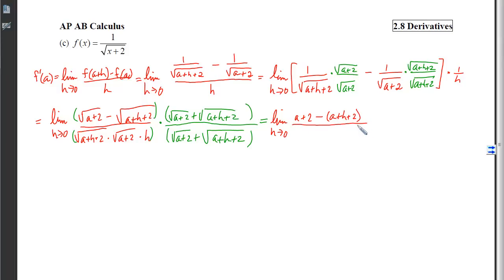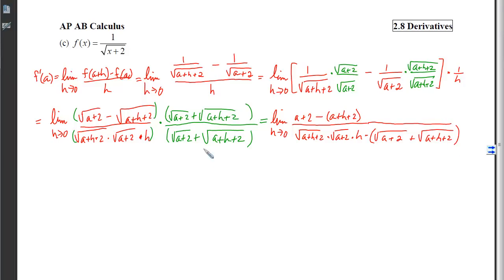And the bottom, because my goal is to eventually cancel this h, I'm not going to multiply this out. I'm just going to leave it as is. So I have a root a plus h plus 2, I have a root a plus 2, I have an h. And then I have this ugly conjugate still down there. So my bottom's looking worse and worse, but the top is showing some progress.